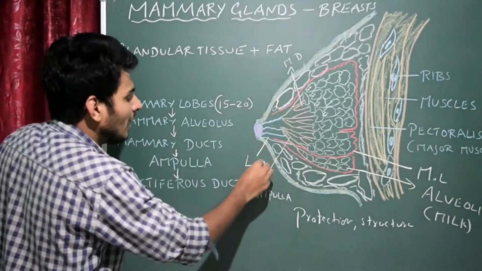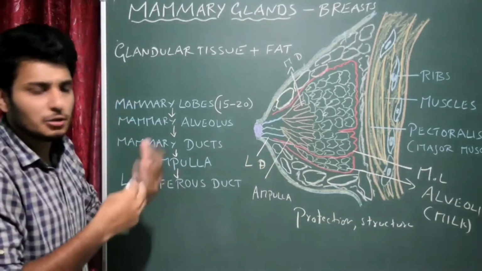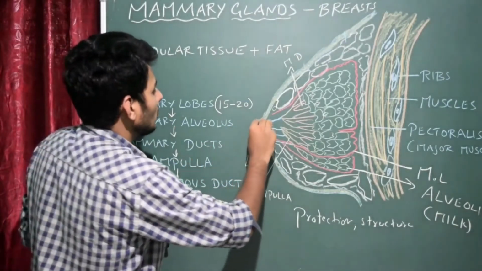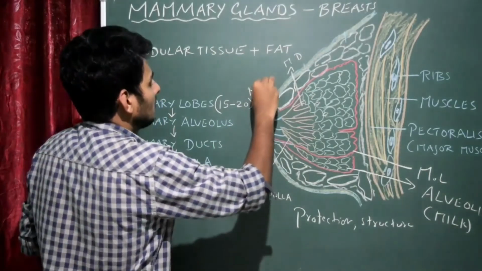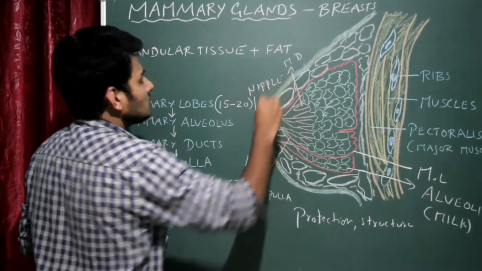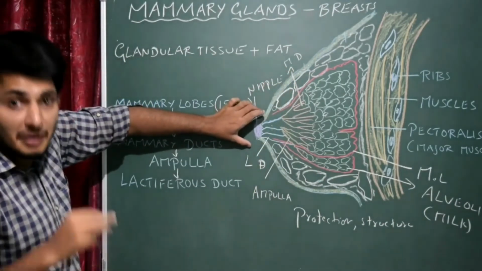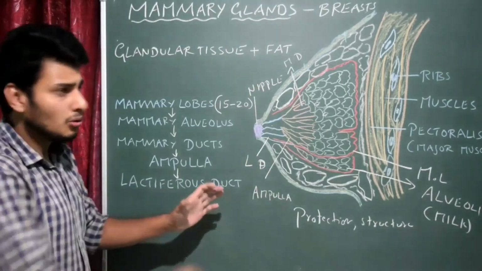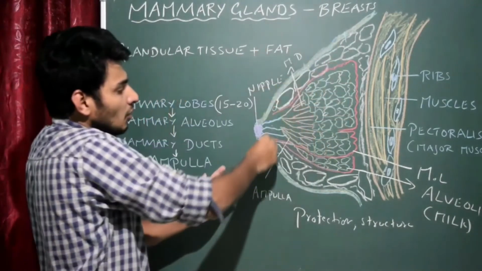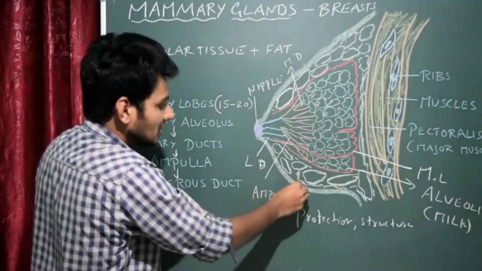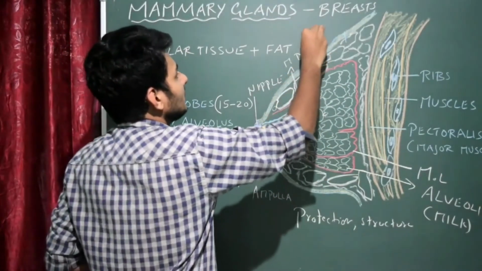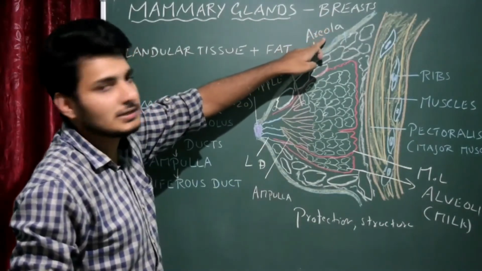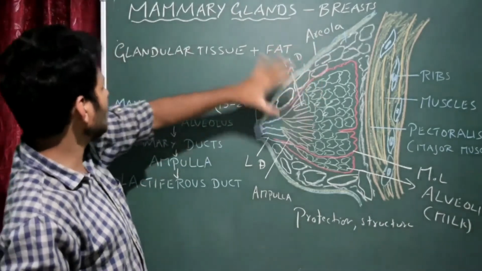Finally, around 15 to 20 lactiferous ducts open into a big structure which is called, I'll write here, the nipple. So the baby sucks the milk through the nipple. This is the thing to remember. Now the entire mammary gland is covered by skin. This particular skin of the mammary gland is called the areola. Just remember it. So this is all about the mammary gland.